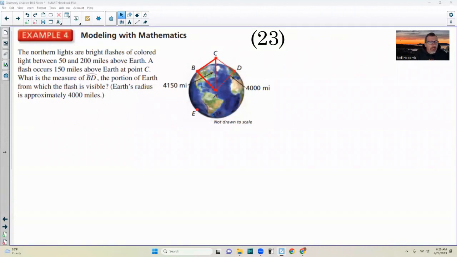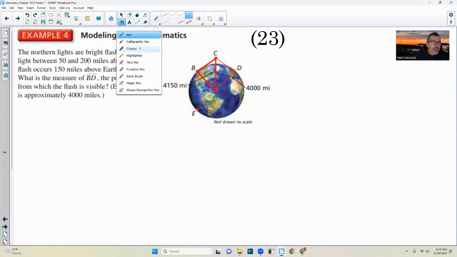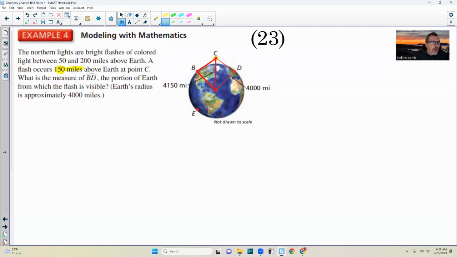Okay, example 4. This is a little bit tricky. It says modeling with mathematics. The northern lights are bright flashes of colored light between 50 and 200 miles above Earth. A flash occurs 150 miles above Earth at point C. Okay, so this flash occurred right here, the flash at C, 150 miles above Earth. As you can see, AD is a radius of 4,000 miles. What is the measure of arc BD?